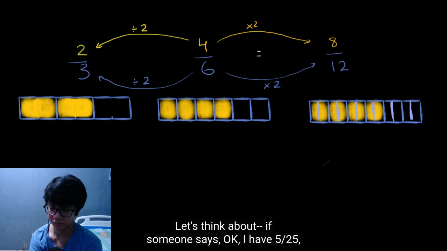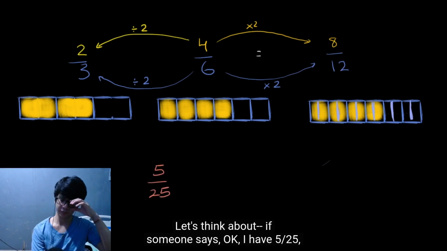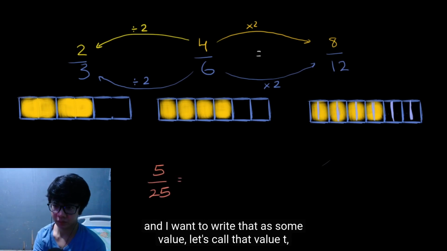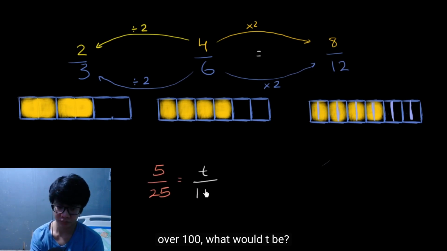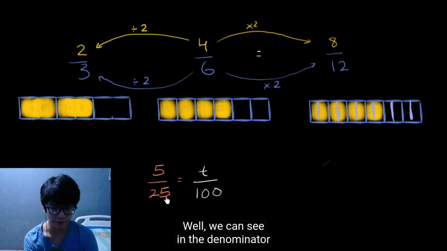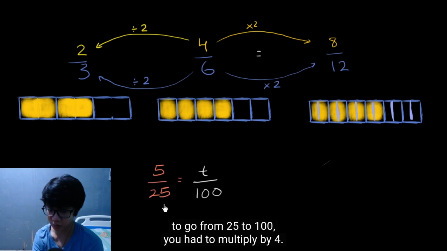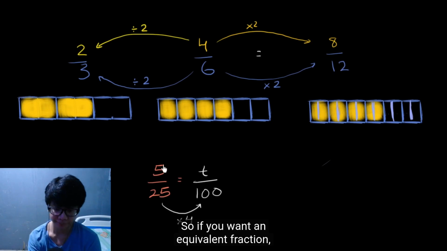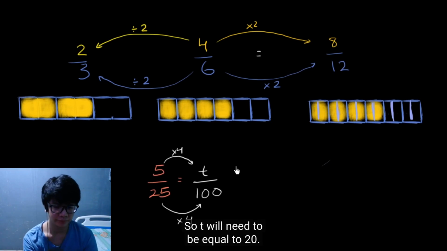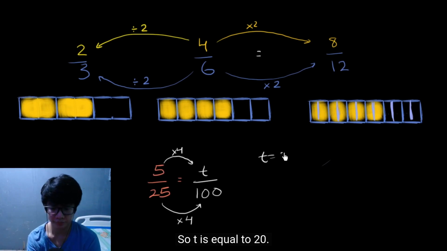Let's think about if someone says, okay, I have 5 over 25, right? And I want to write that as some value. Let's call that value t. Let's call that t over 100. What would t be? Well, we can see in the denominator, to go from 25 to 100, you had to multiply by 4. So if you want an equivalent fraction, you have to multiply the numerator by 4 as well. So t will need to be equal to 20. So t is equal to 20.